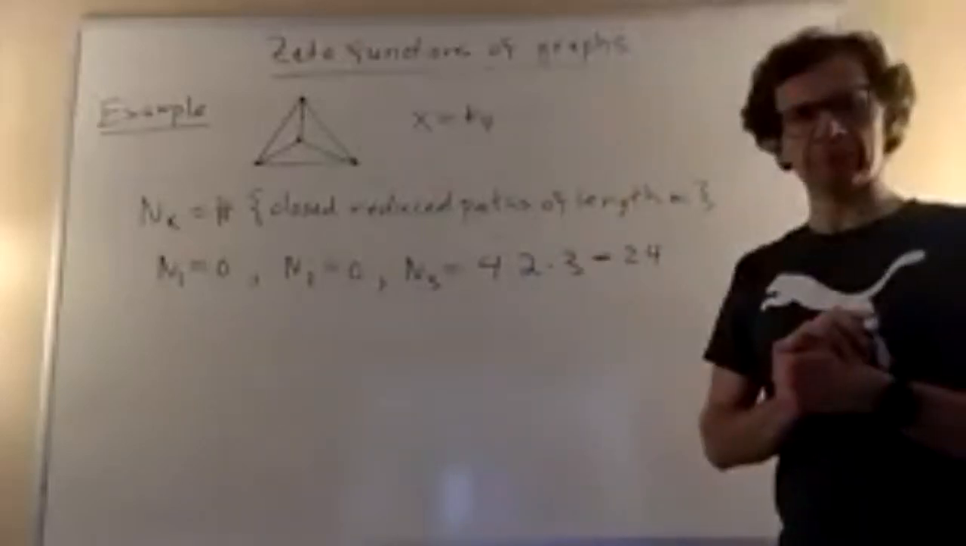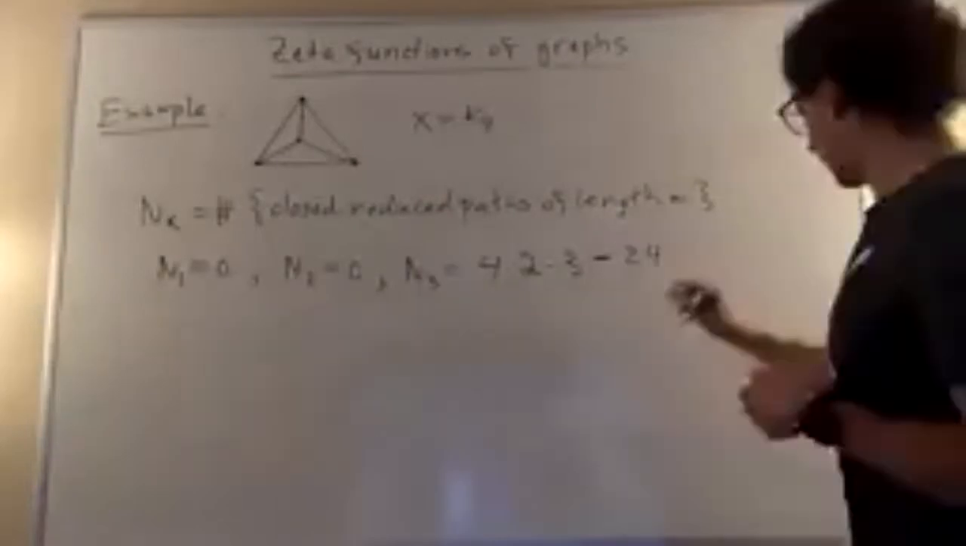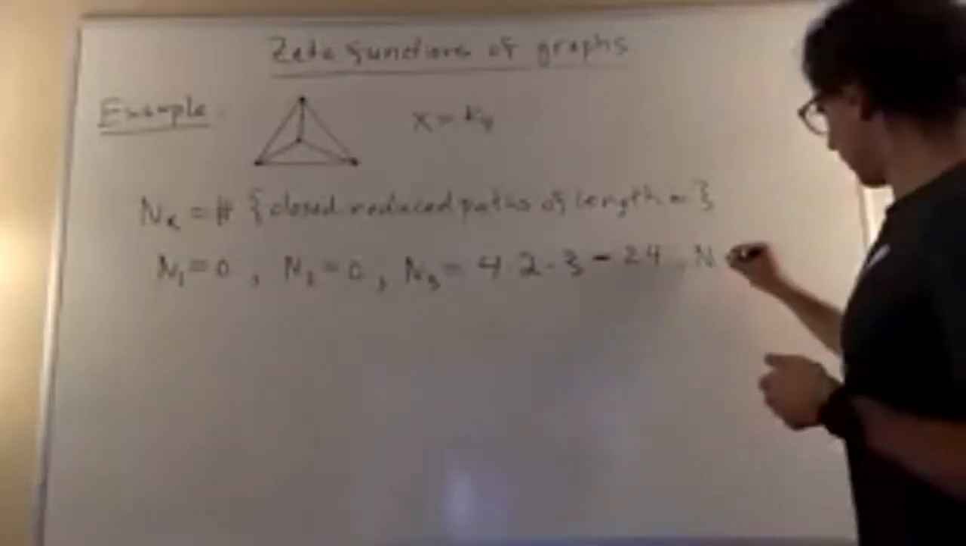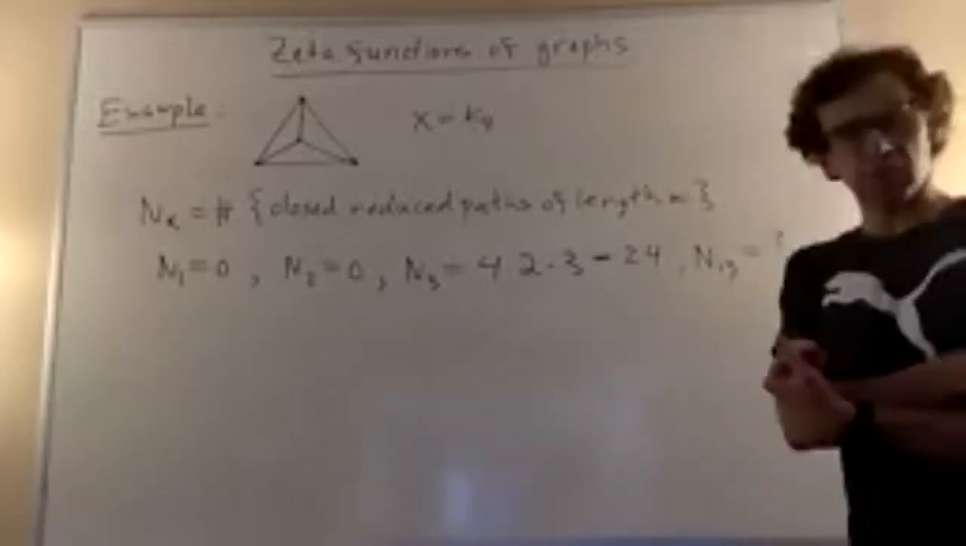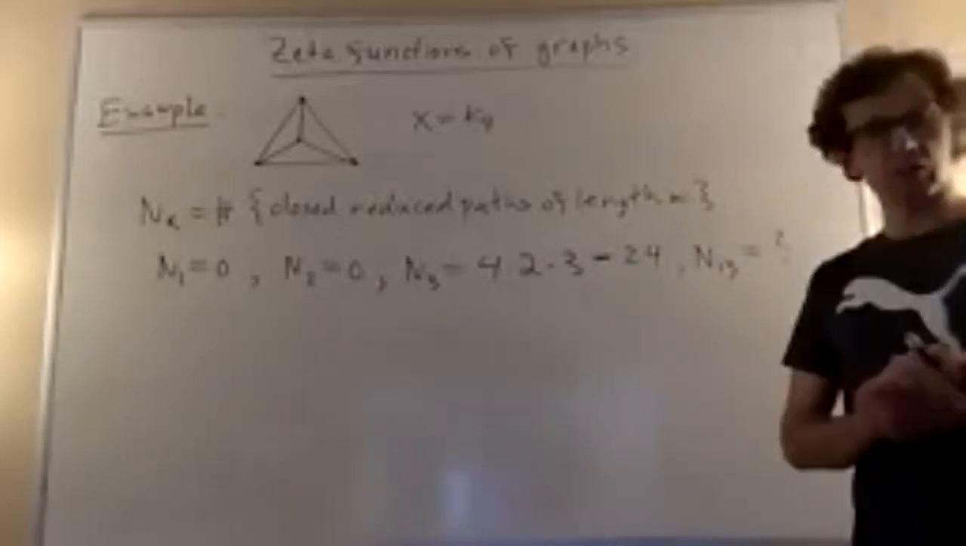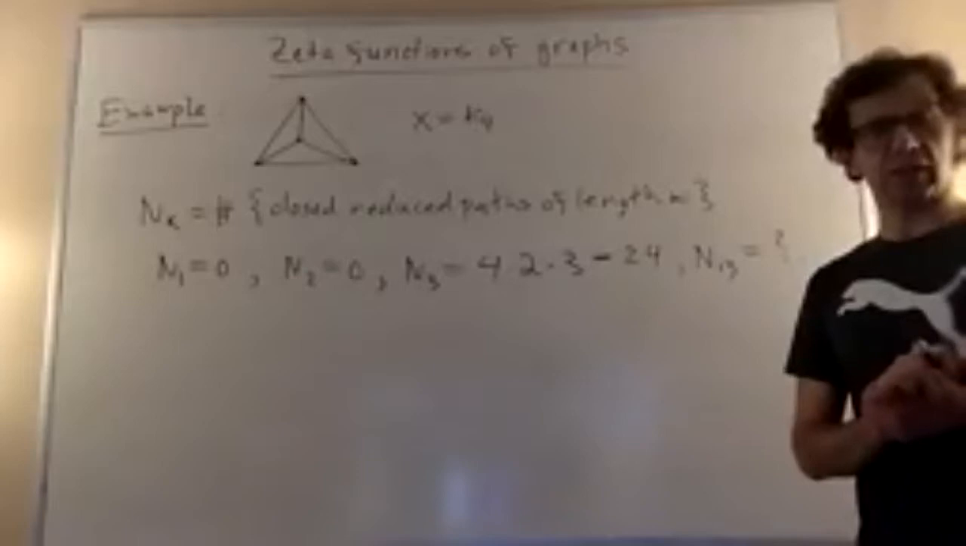Okay, and so what I would want is some kind of formula for N_k, right? So let's say I want to do a half marathon in my neighborhood. How many closed reduced paths of length 13 are there?